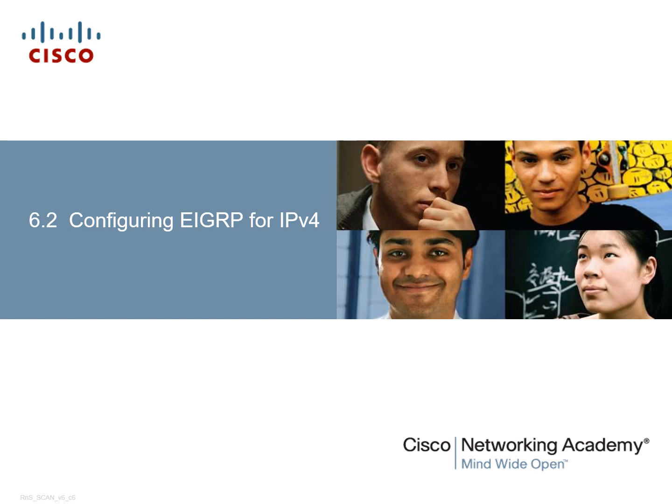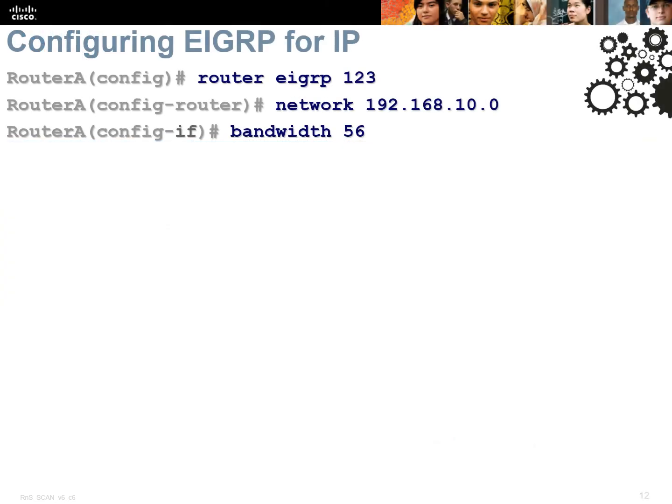All right, let's have a look at how we actually program the equipment. So, configuring EIGRP. We go router EIGRP 123, 123 being the autonomous system number. Must be the same on all routers. Then we type in the network 192.168.10.0. This is identical to the way we configure RIP. This is the list of networks that we are going to advertise.